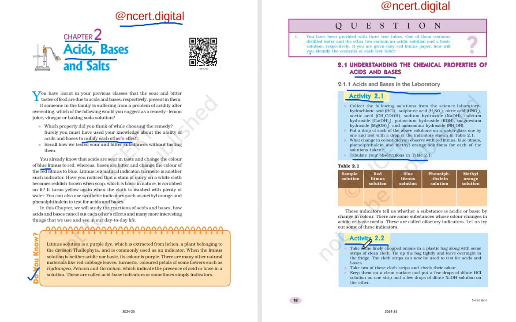Activity 2.2. Take some finely chopped onions in a plastic bag along with some strips of clean cloth. Tie up the bag tightly and leave overnight in the fridge. The cloth strips can now be used to test for acids and bases. Take 2 of these cloth strips and check their odor. Keep them on a clean surface and put a few drops of dilute HCl solution on one strip and a few drops of dilute NaOH solution on the other.